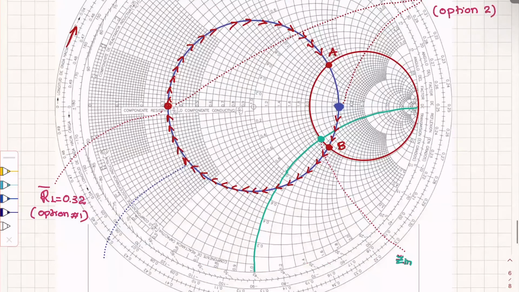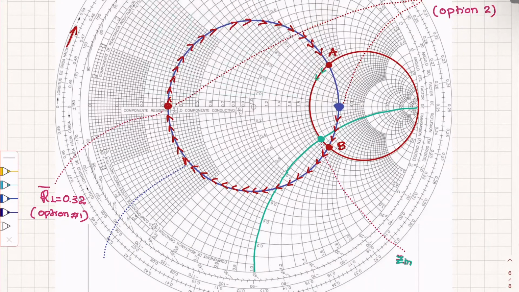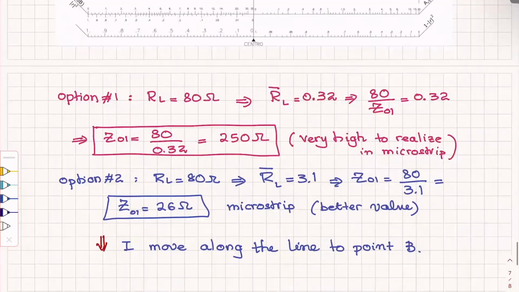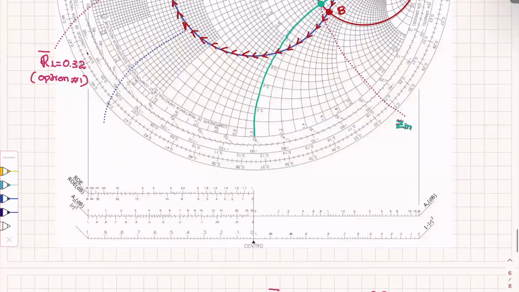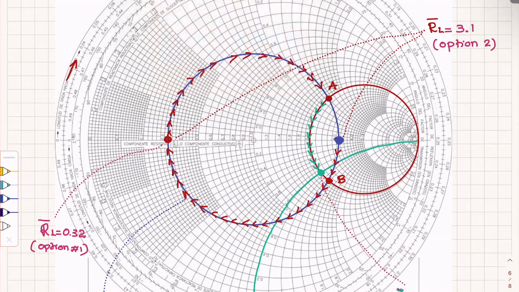And then from point B, what would I do? I will move along the constant resistance circle, which means I add in series a stub to go finally to this point, which is the green point, my destination. And how then do I find the length of the line and the stub? For the line, I will draw, from the beginning where I started, which is this one, and then where I ended, which is this one.